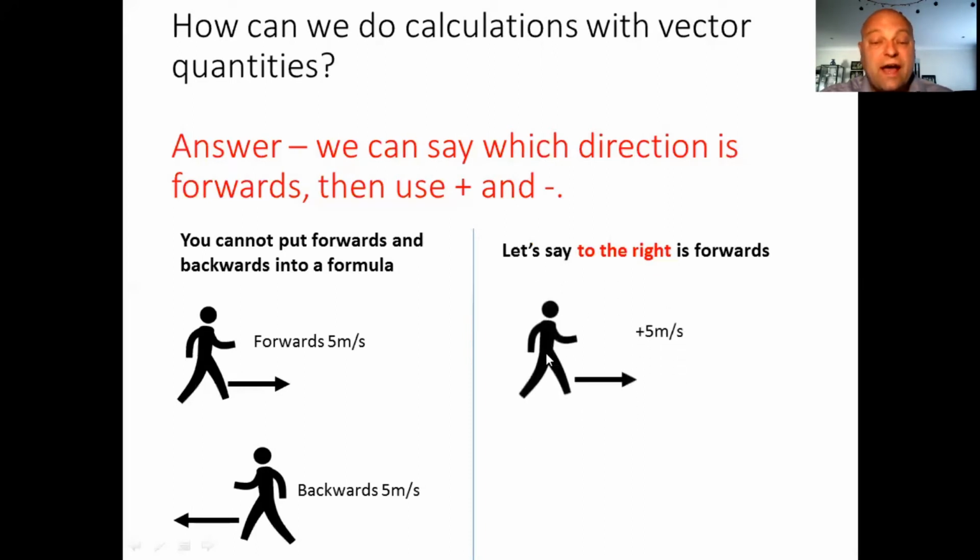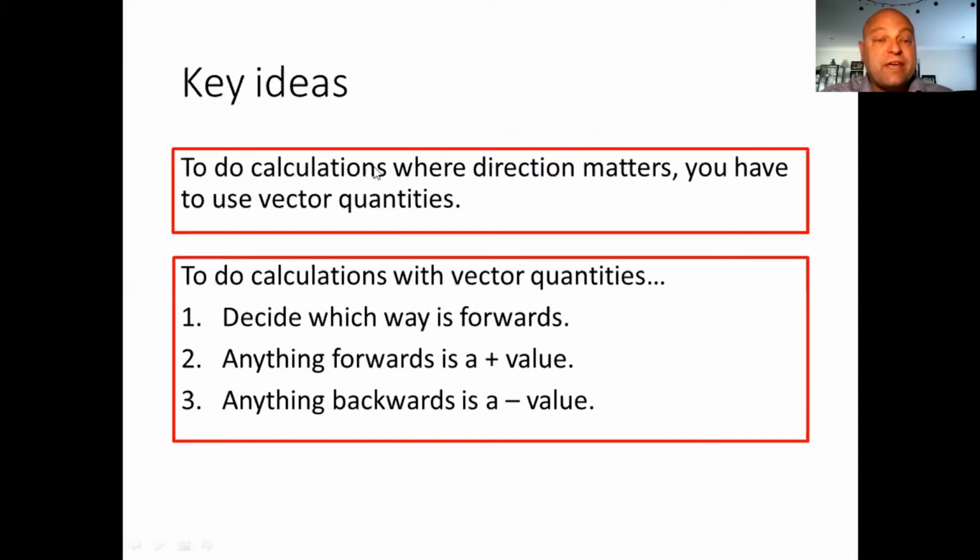And this one has a velocity now of 5 meters per second, plus 5 meters per second. They're going forwards. This person here has a velocity of minus 5 meters per second because they are going backwards. So we don't have forwards and backwards included now. We just put a plus for forwards and a minus for backwards. Really simple. So a couple of key ideas for you to write down then. Jot them down on your piece of paper, pause the video, press play when you're ready to continue.